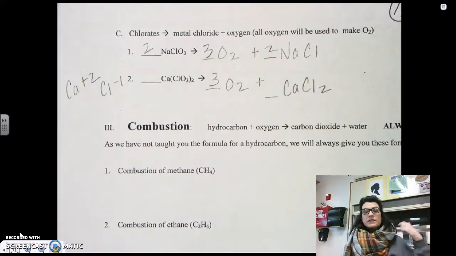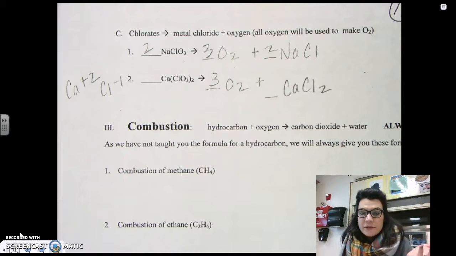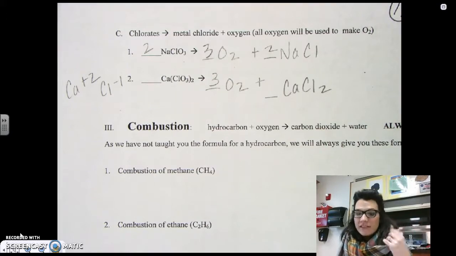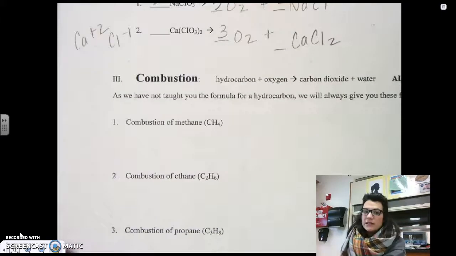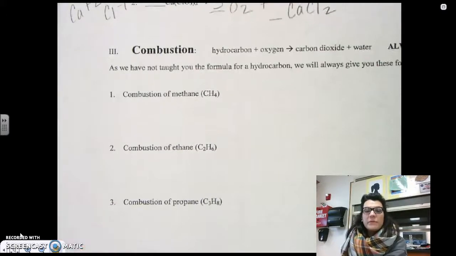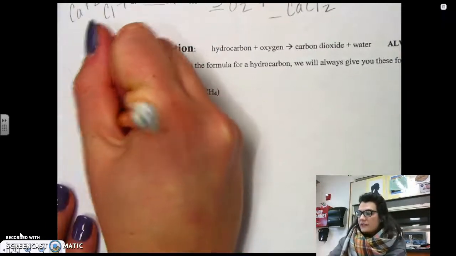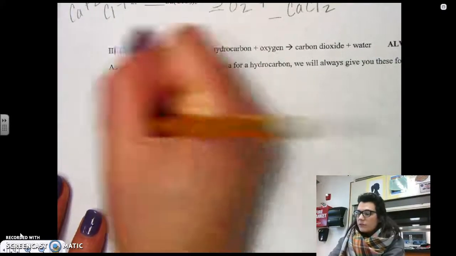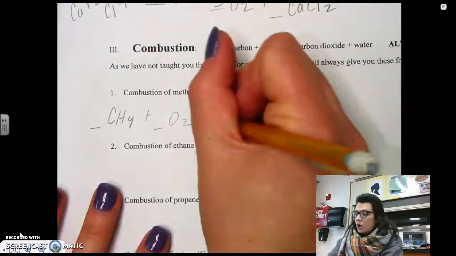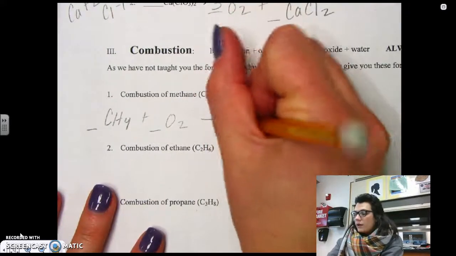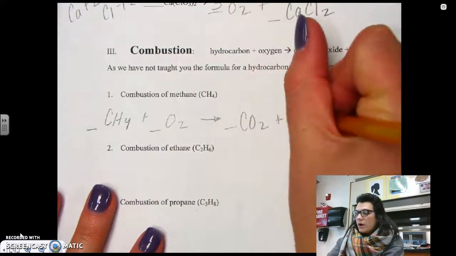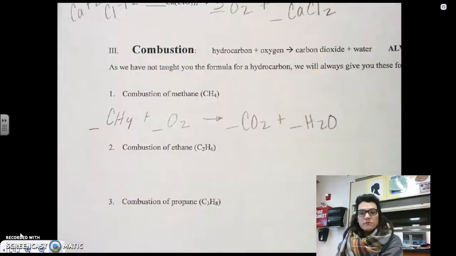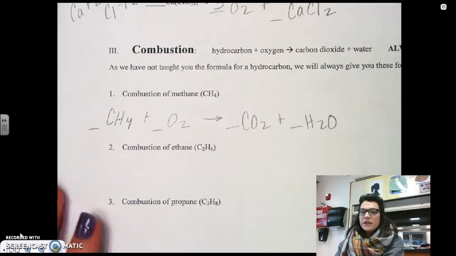And then the last one is combustion. Combustion is really easy to predict because we're always making carbon dioxide and water, always. Let's look at a couple of examples, and then I'll let you do your practice in class. So we have combustion of methane. I'm always going to have CH4. I need oxygen in order for things to blow up. And I'm always going to make carbon dioxide and water. Always. Combustions are the easiest ones to predict.